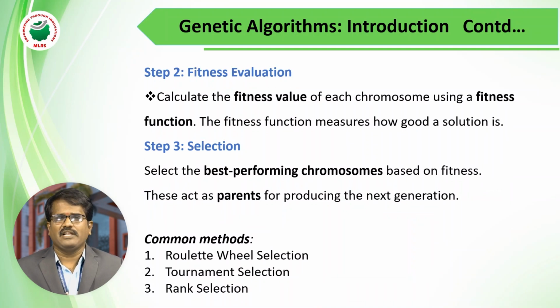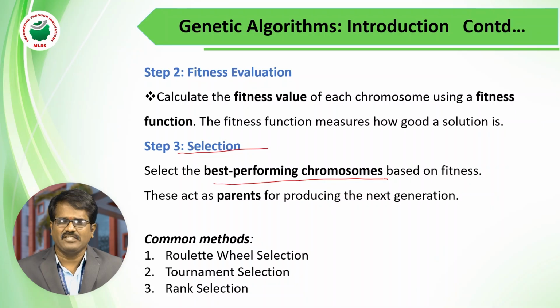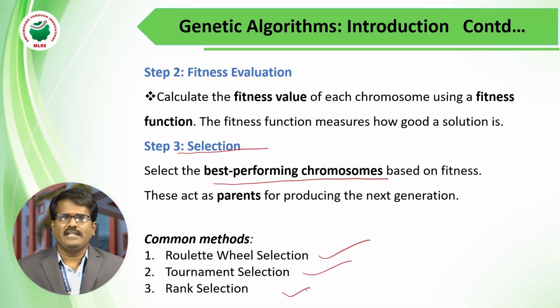After finding the fitness value for every chromosome, now we need to perform the selection operation. Selecting the best performing chromosomes. Based on the fitness value, we will identify which chromosome is good enough or which chromosome is more active to generate the next solutions. To do the selection process, we can use any one of the common methods: roulette wheel selection, tournament selection, rank selection. With the help of any one of the selection methods, we will find out good chromosomes.